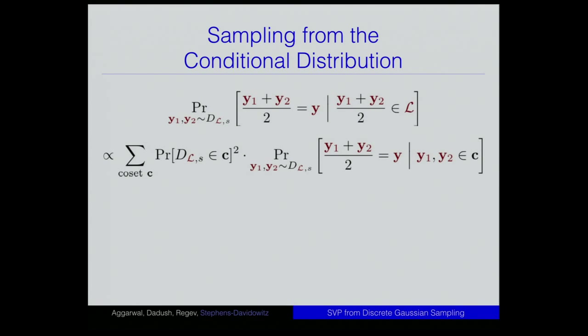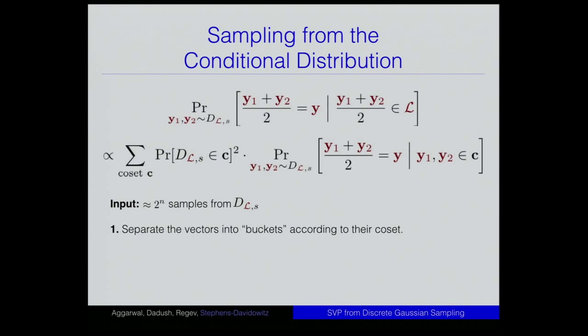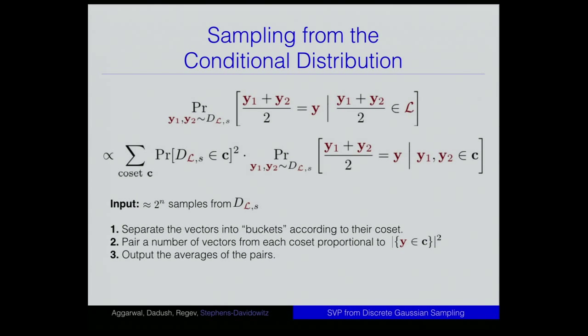So this suggests an algorithm, and this is almost exactly what we do. Our input will be roughly 2 to the n samples from DLS, asymptotically a bit larger than 2 to the n. We're then going to separate the vectors into buckets according to their coset. As long as the cosets have roughly even weight, we expect to have some vectors in each bucket. Then we're simply going to pair a number of vectors from each coset proportional to the number of vectors we got in the coset squared. So this squared corresponds to that squared. And then we're going to output the averages of the pairs.